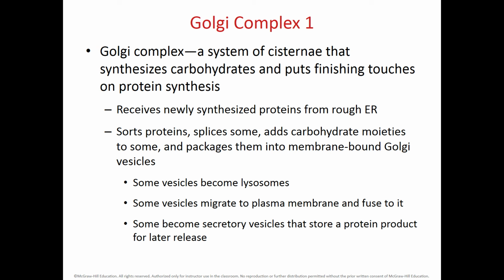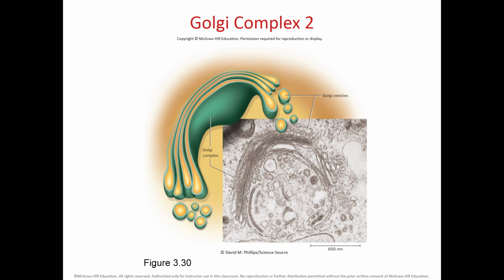What are the tags that they put onto the proteins? They will be carbohydrate moieties. And some of these proteins that are found in the Golgi complex are going to be enzymes. And these enzymes will be transported into vesicles that we know as lysosomes. And some vesicles will migrate to the plasma membrane and fuse to it, and some will become secretory vesicles that will store a protein product for later release.